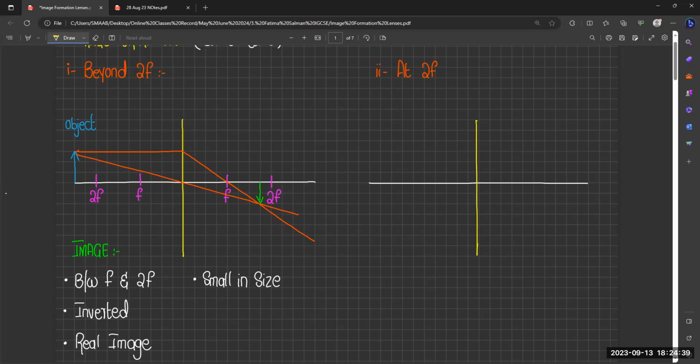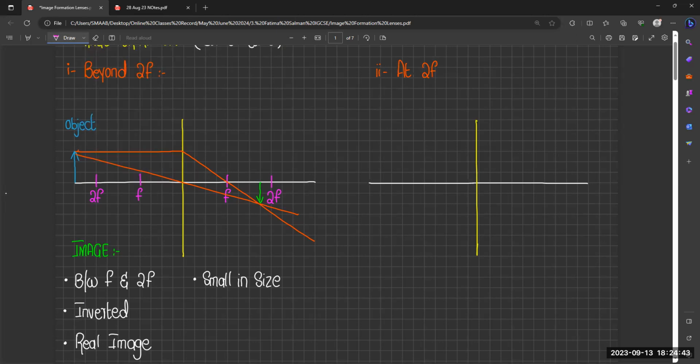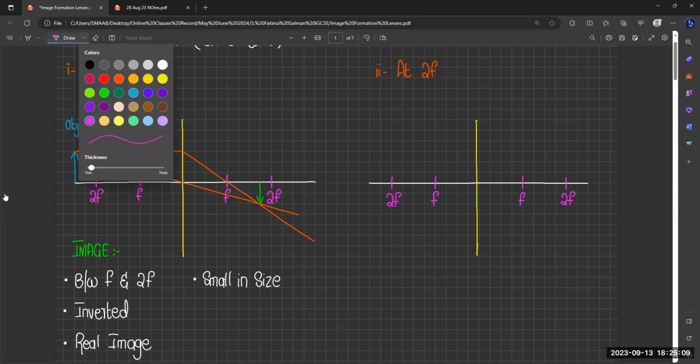So this is your lens again. And again, we have to mark F and 2F on both sides. So 1, 2, 3, 4, 5, 6, 7, 8. 2F, 1, 2, 3, 4. This will be F, 1, 2, 3, 4. F, 1, 2, 3, 4, 2F, right? So now this is the situation for the scenario.